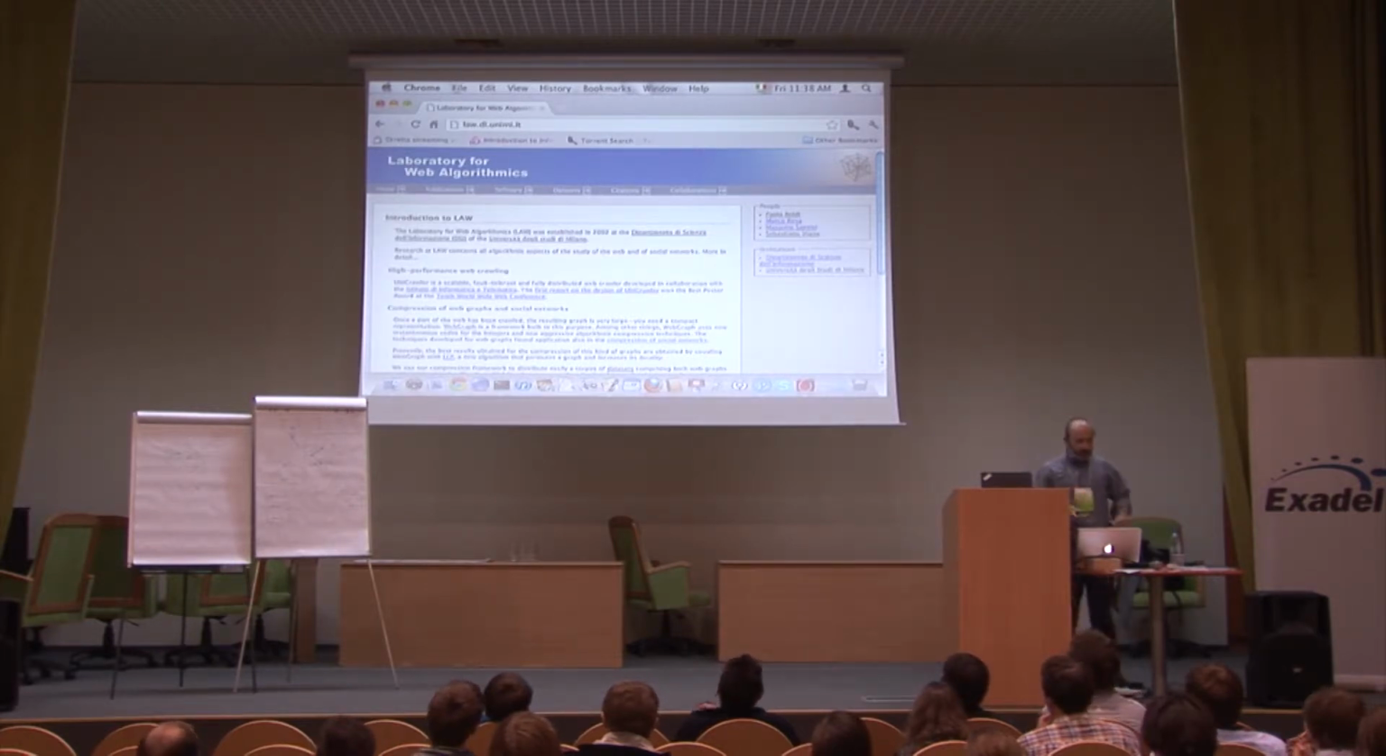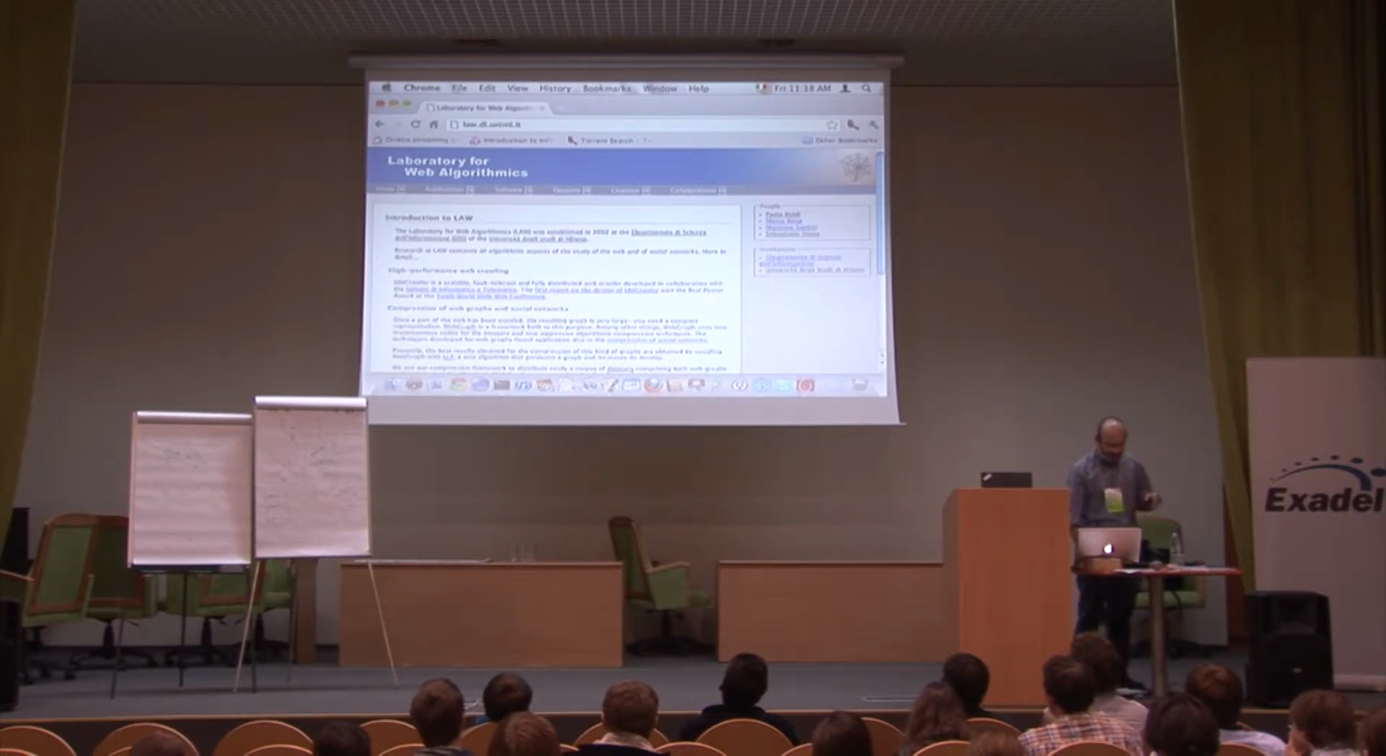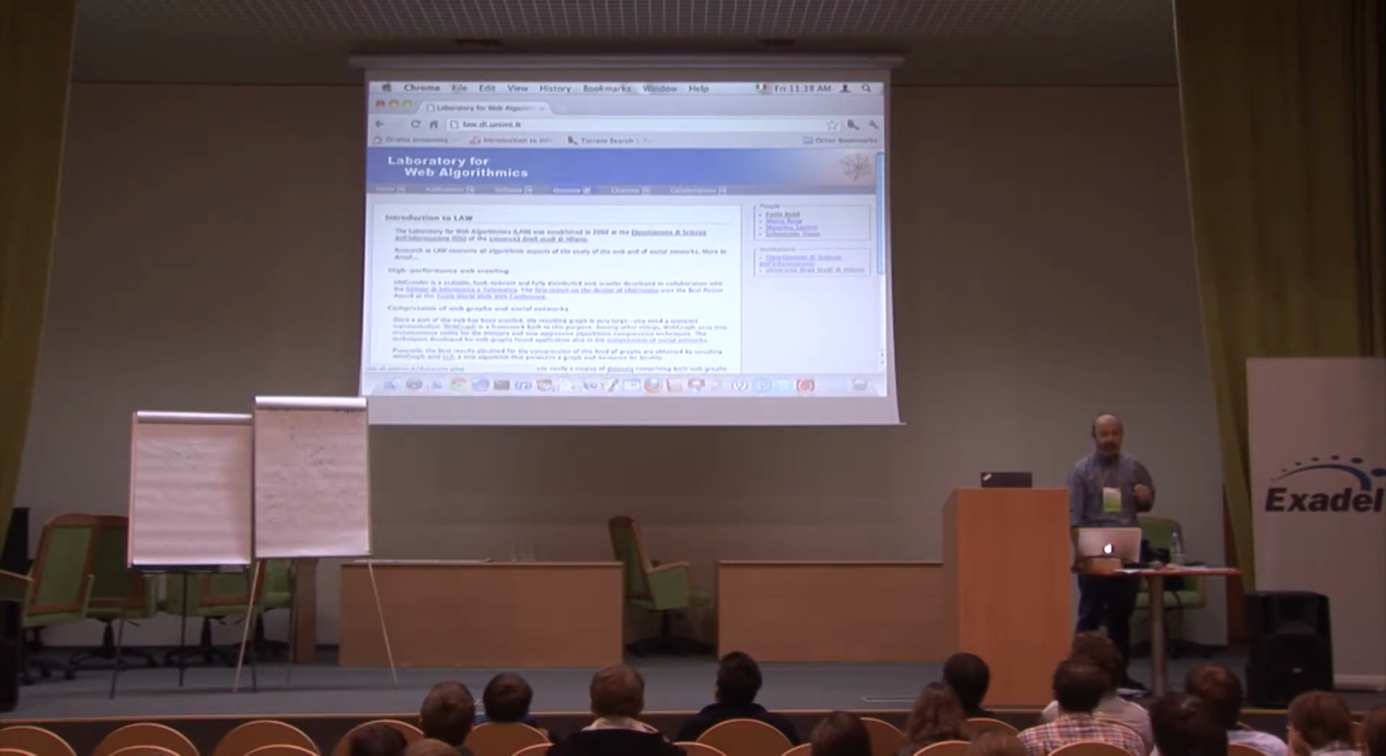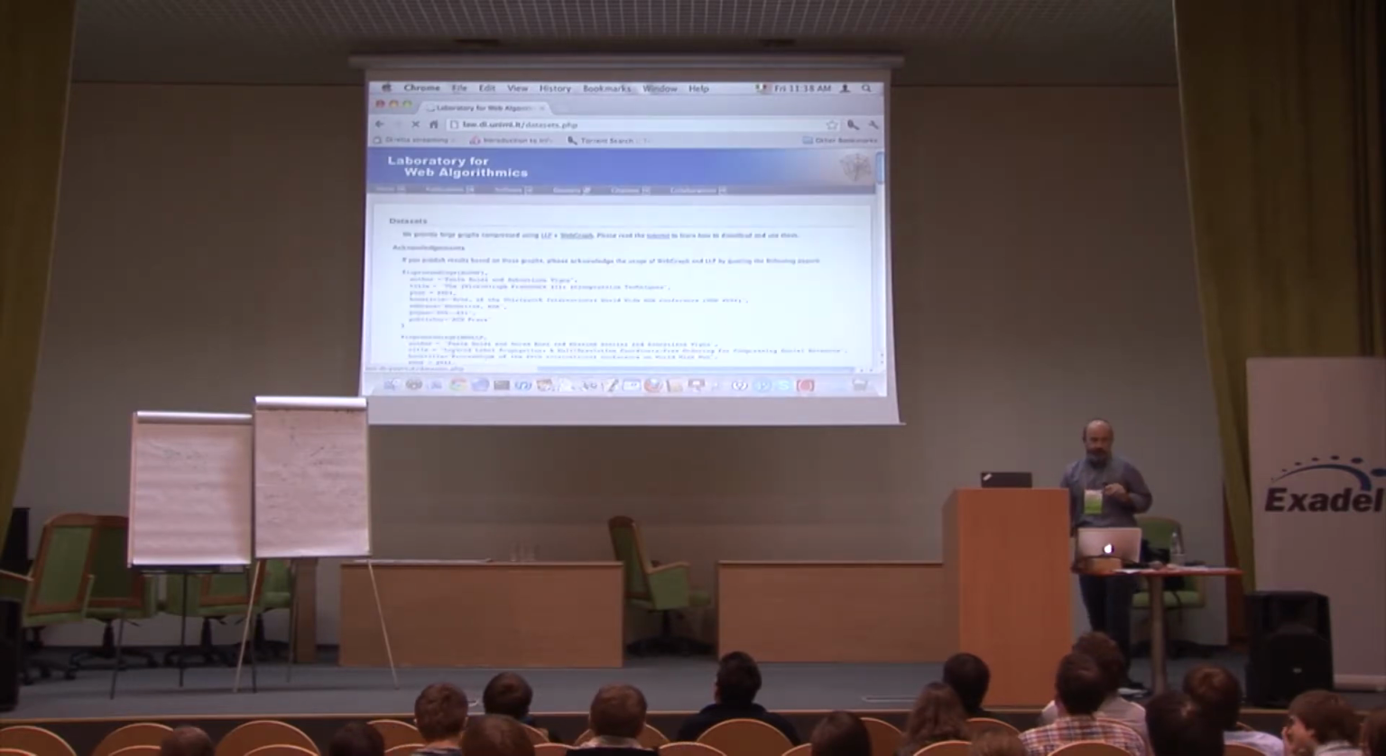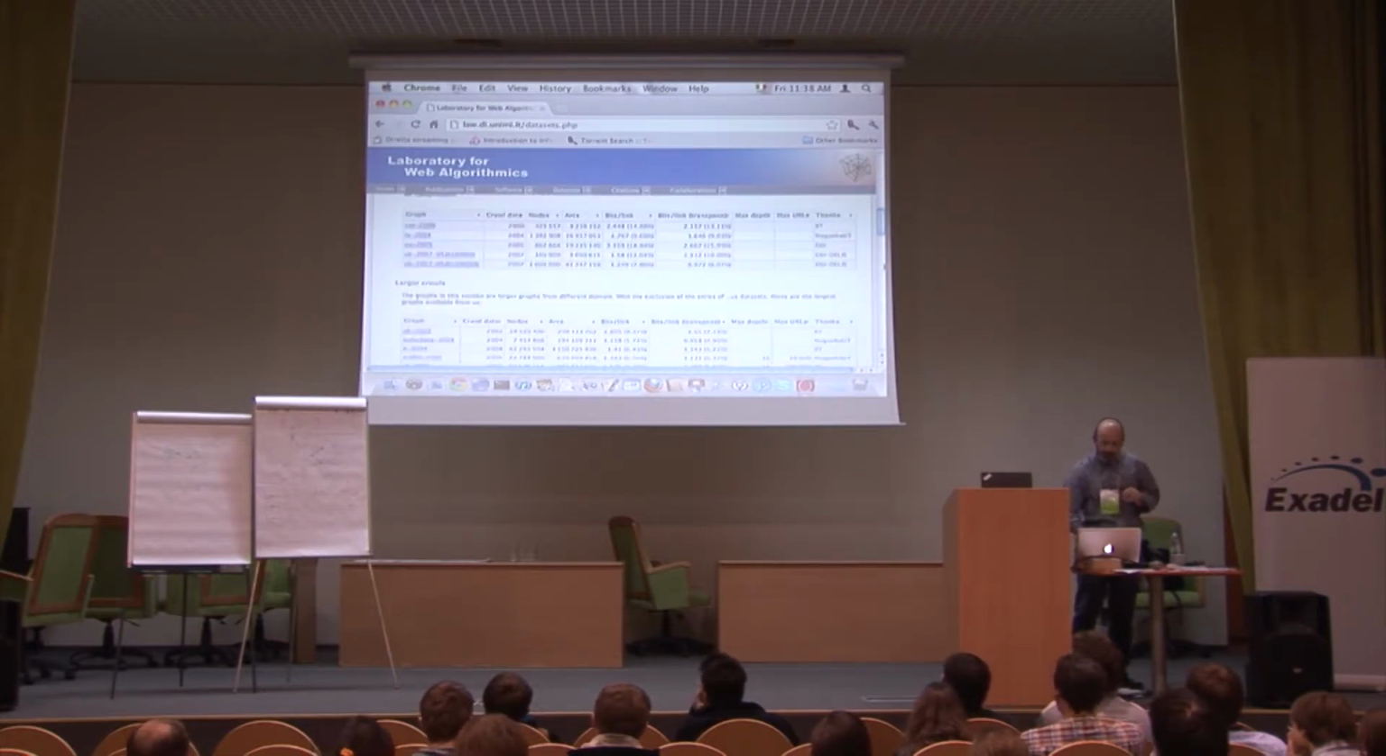Now, here on this website, you find many things like publications, but the two things that you're probably more interested in are software and datasets. So let me start from the datasets. We distribute a number of datasets that you can see here. All of them are graphs, because we are interested in graphs.